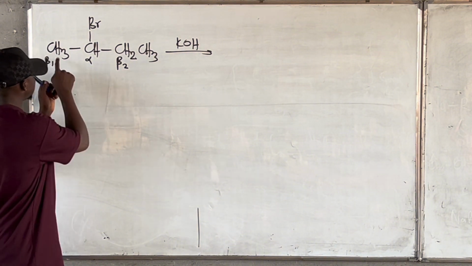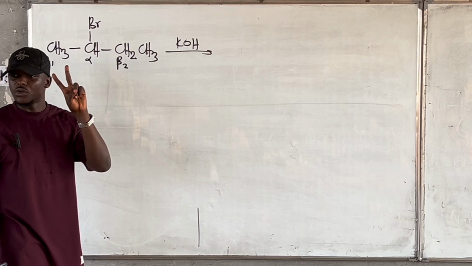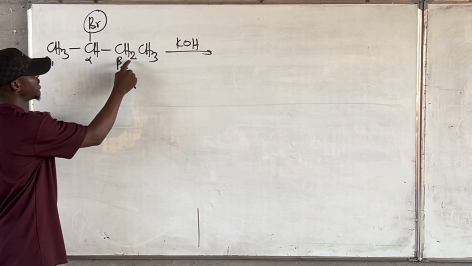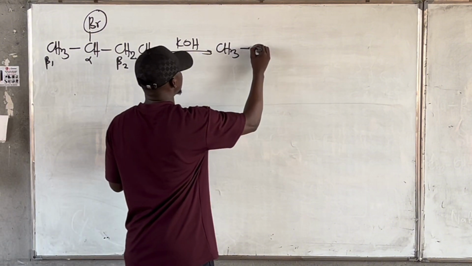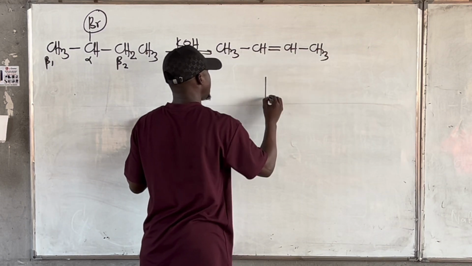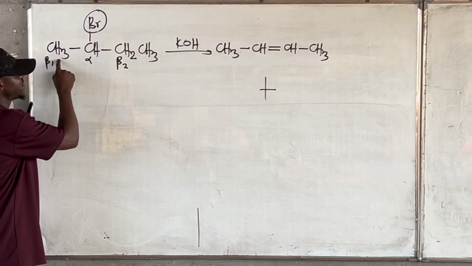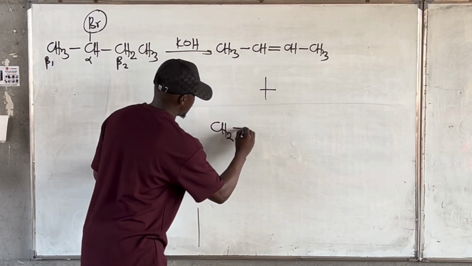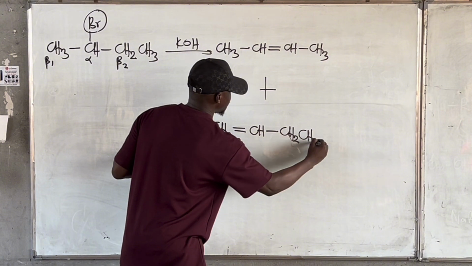Meaning that this one is having CH3 and this one is having what? They are not the same. It means that we are going to have how many products? Two. The first product will be removing Br and removing H from here. So when you do that, this becomes CH3, CH, double bond, CH, CH3. Plus, the second product will be removing Br and H from here. So this becomes CH2, double bond, CH, CH2, CH2.